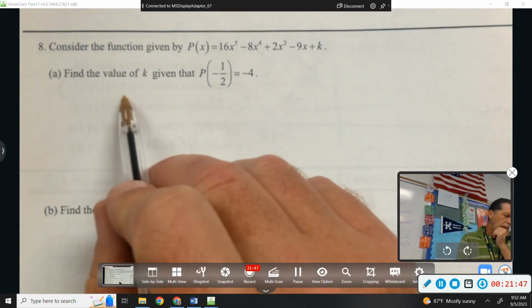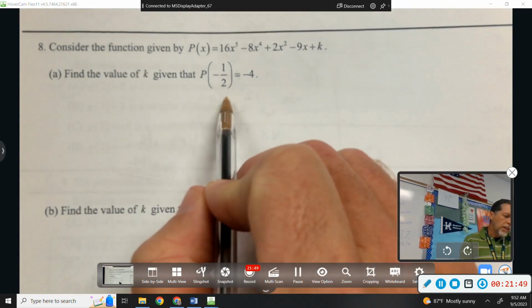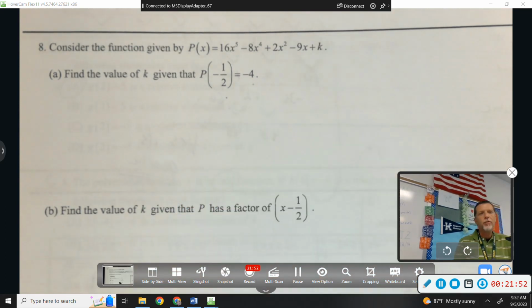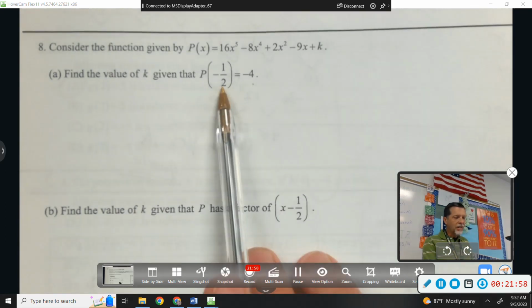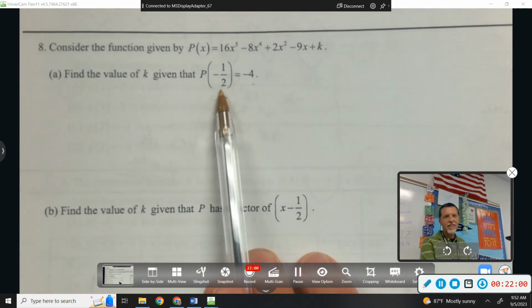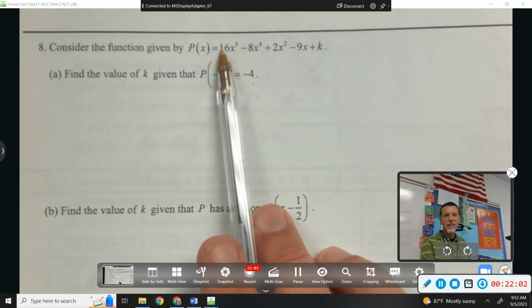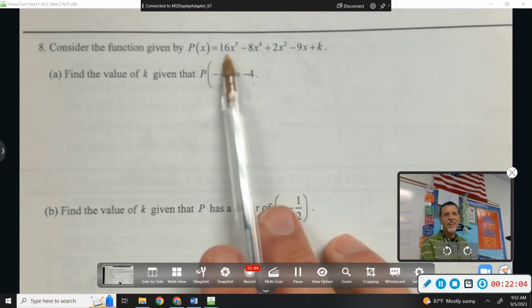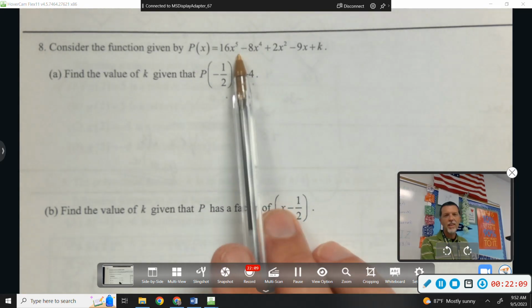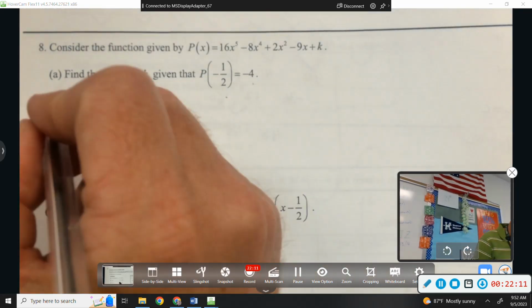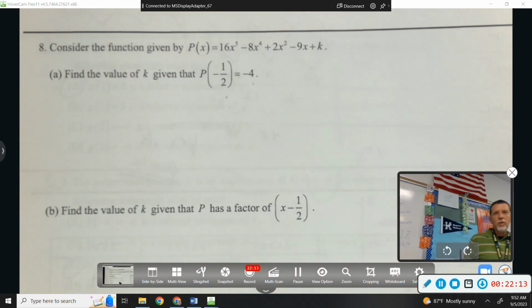(8a) Find the value of k given that p of negative 1/2 equals negative 4. Okay, well, there's a long way to do this and a short way to do this. The long way is plug in negative 1/2 and set it equal to negative 4. But that does not look enjoyable because I don't want to do negative 1/2 to the 5th. The short way is, do you know what the short way is?